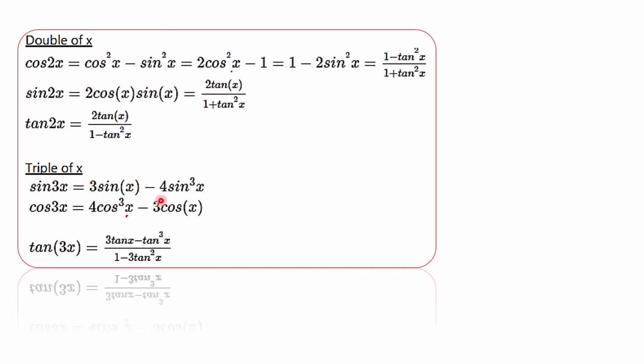And the 3x formulas, the triple of x formulas, that is sin 3x is 3 sin x minus 4 sin cube x, cos 3x is 4 cos cube x minus 3 cos x, tan 3x is (3 tan x minus tan cube x) divided by (1 minus 3 tan square x). So these, especially these 3x formulas, are very useful for solving inverse trigonometric questions. So please make sure that these formulas are learned by heart properly.